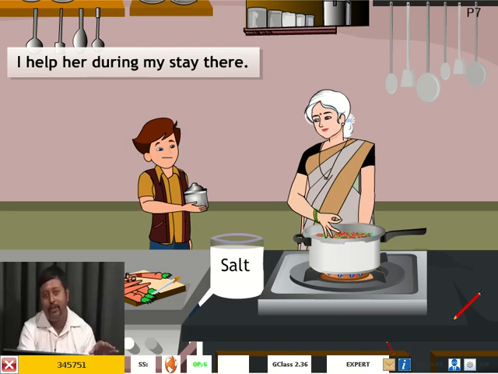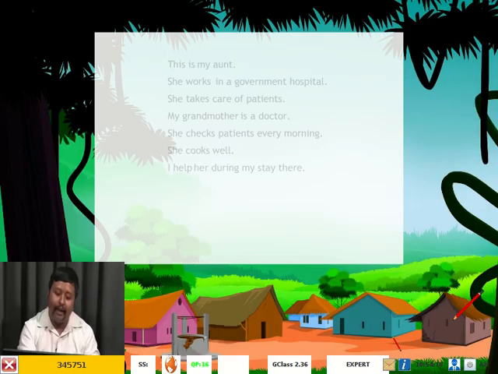Just like the first set, for example, my grandfather, you know how he helped the grandfather. Now we have the second set, about the grandmother. Now let us look at the lines once again.